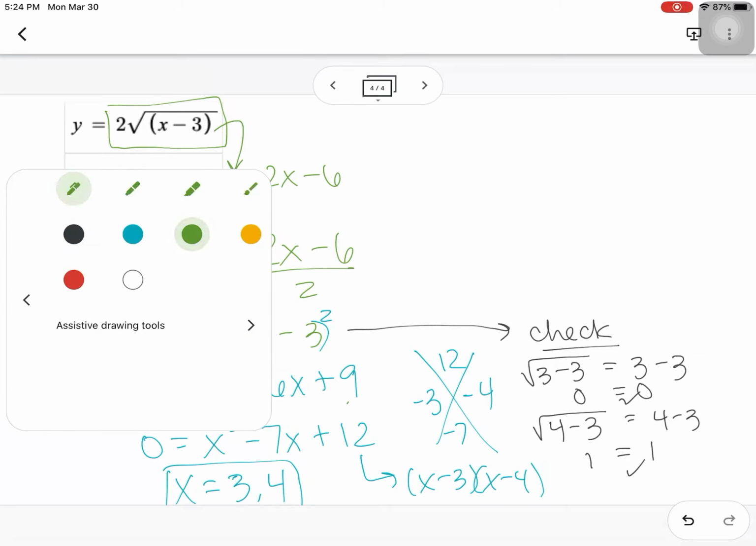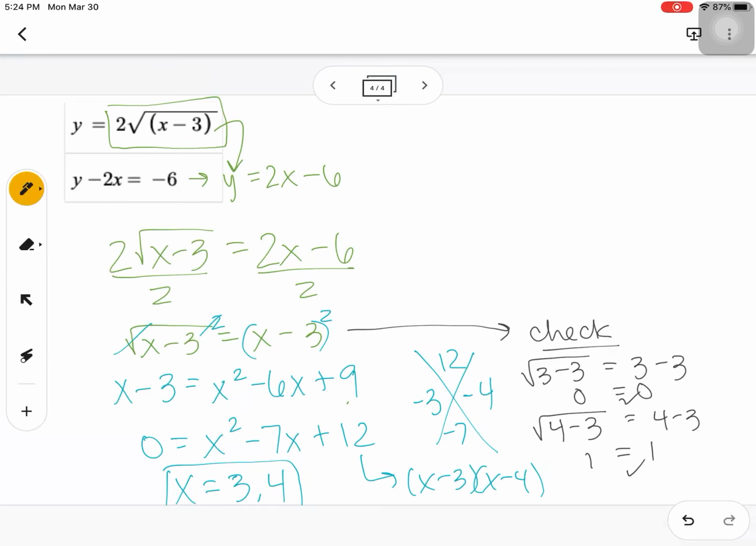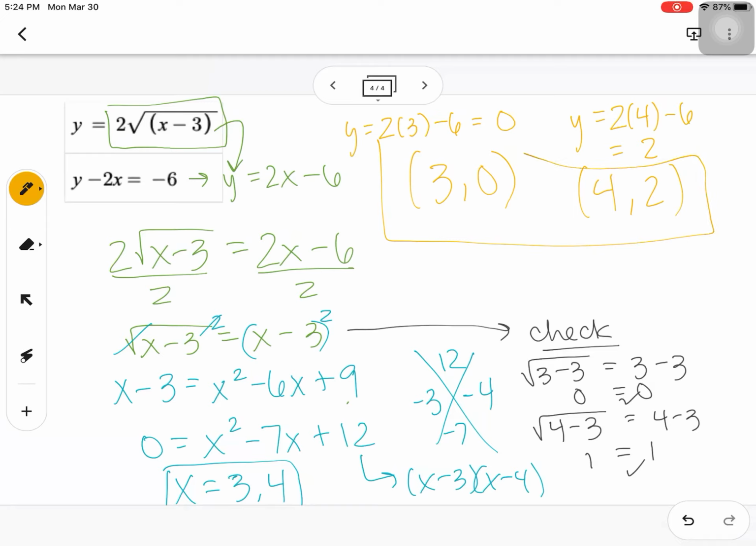Now we do have to get the ordered pairs. To do that again, you can plug it into either equation, whichever you prefer. I'll go ahead and do the second one. When I plug in 3, 2 times 3 minus 6 gives me 0. So my first ordered pair is (3, 0). When I plug in 4, 2 times 4 minus 6, that gives me 2. And so (4, 2) is my other answer. Again, those are your 2 intersection points of this line and the radical function.